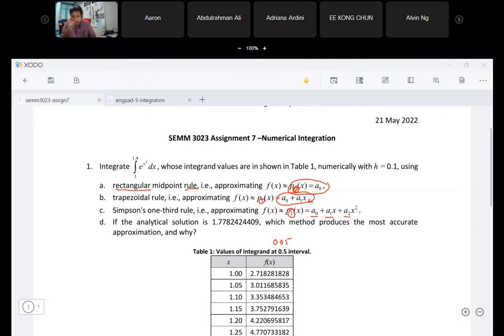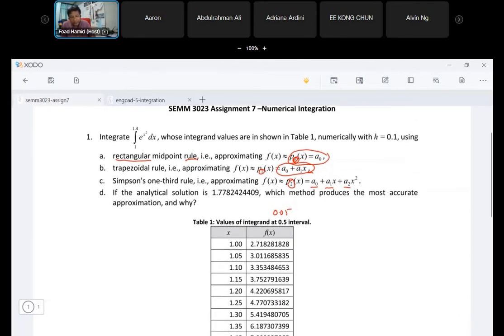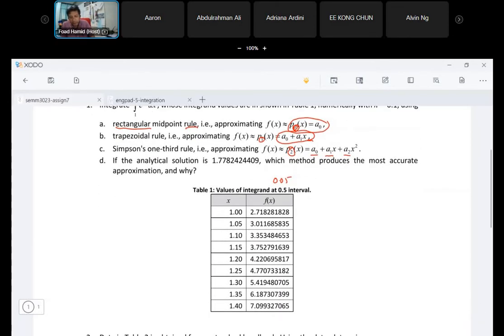Okay, so that is what we need. This table can be used to solve all these 3 parts. And then if the analytical solution is this, which method produces the most accurate approximation? So what I need you to do here is compare the relative errors. Which one has the least error? The one with the least error is the best method, the best approximation.